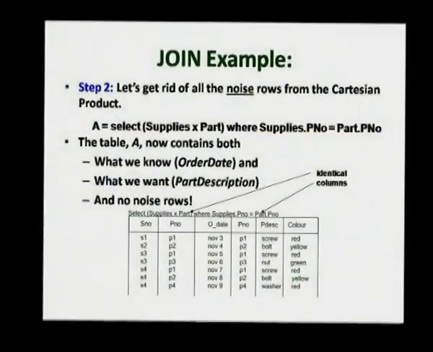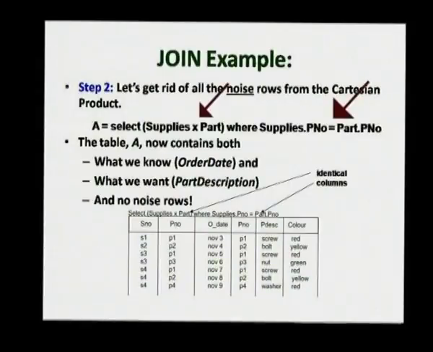Now in the second step you remove the noise rows from this. For that you select from supplies and part only if these 2 numbers are equal. So you are removing the tuples where the supplier's part number and the other part number are not the same. This is the result of that, so this is a selection operation. First you did a Cartesian product, then you did a selection operation. What you did by the selection was remove the tuples.